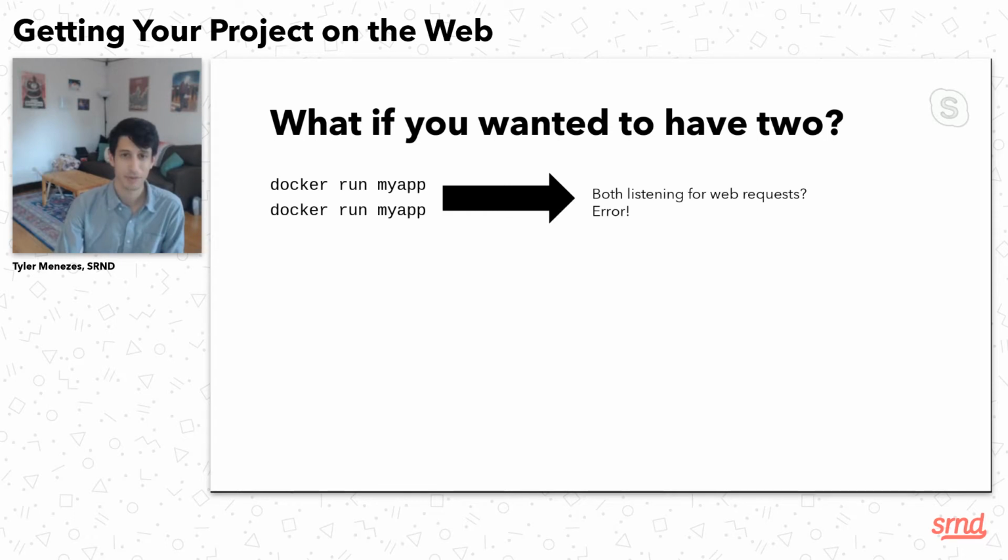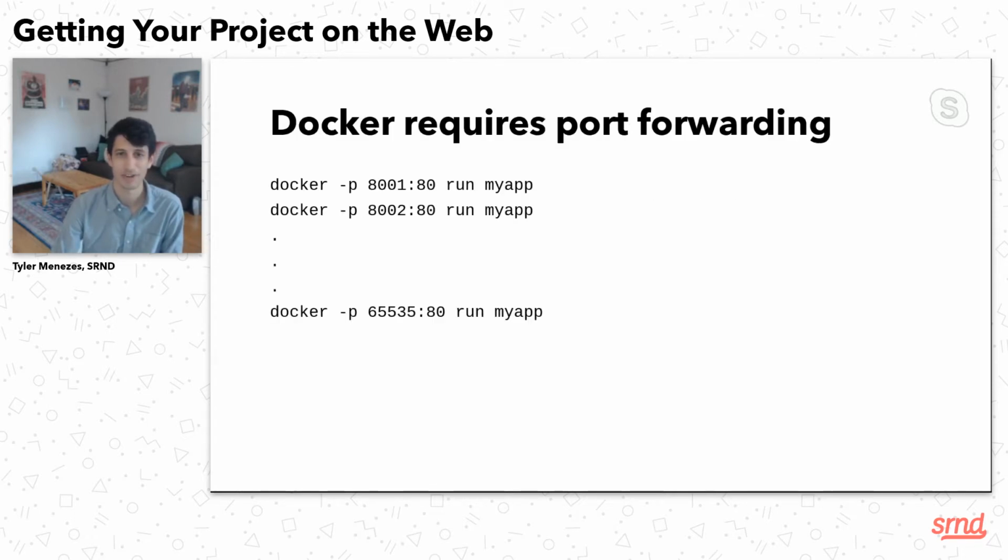So again, if both of these were listening for a web request, there'd be an error. So with Docker, we would manually tell it, hey, this container is going to listen on port 8001, and any request it gets is going to go to port 80. This container is going to listen on port 8002, and any request that it gets is going to go to port 80. And so on and so forth. And we could run as many of these as we wanted, up to the maximum port limit, which is 65535. We could really run a lot of these containers.